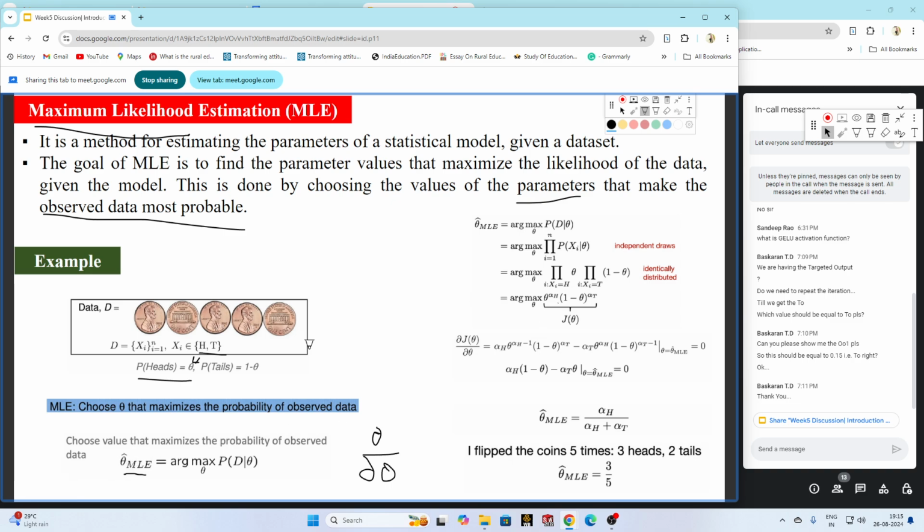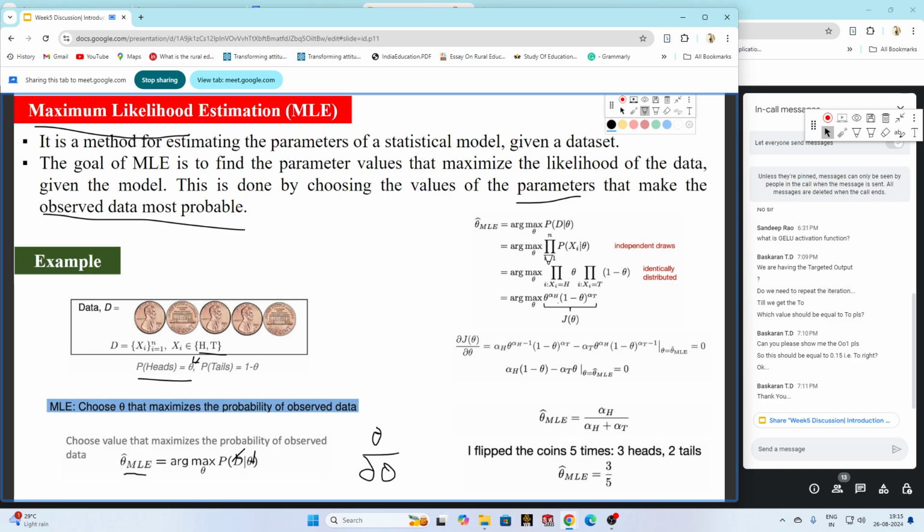So theta MLE, this same formula, p(D | theta). D is your data and theta is your parameter. So, given the data, you have to calculate the parameter. This D means what comes first, that will be given. So p(D | theta) means given the data, you have to estimate the parameter.